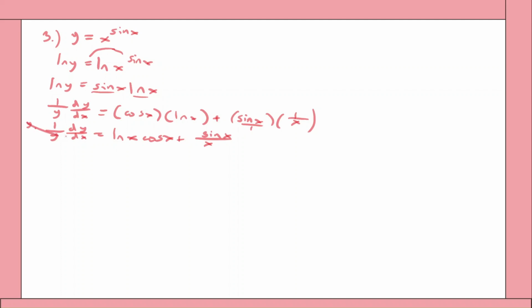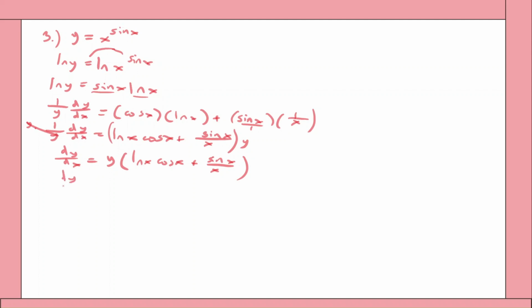Now that we have it simplified, we can solve for this dy dx, so we're just going to multiply by a y, then we're going to multiply the right by a y as well. So that's dy over dx equals y times the ln of x times the cosine of x plus the sine of x over x. And just like before, whatever y equaled from the very beginning, we're just going to put that in right at the end. So it's x to the sine x in this case.